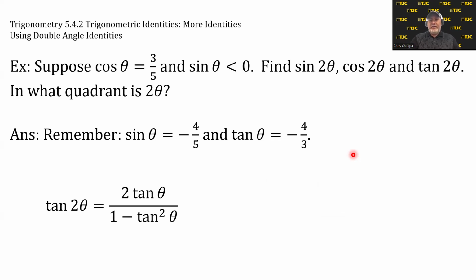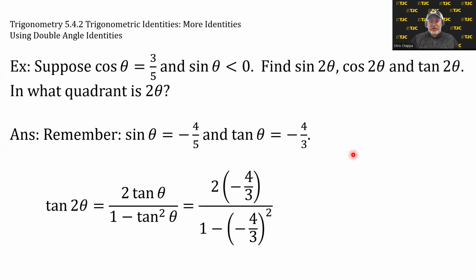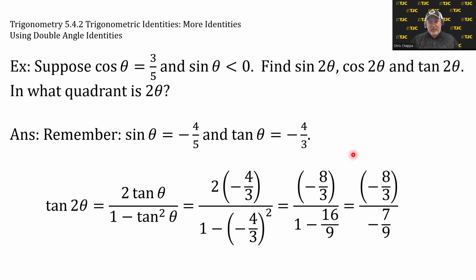For tangent of 2 theta, we can use the double angle identity, 2 tangent theta over 1 minus tangent squared theta. But tangent was just negative 4/3. So substituting negative 4/3 for all the tangent thetas gives us this expression. The numerator ends up being negative 8/3. The denominator is 1 minus 16/9, which is negative 7/9. 1 minus 16/9 is negative 7/9. And then if we divide by multiplying by the reciprocal and clean it up, we end up getting 24/7. I encourage you to verify that that is the final result.